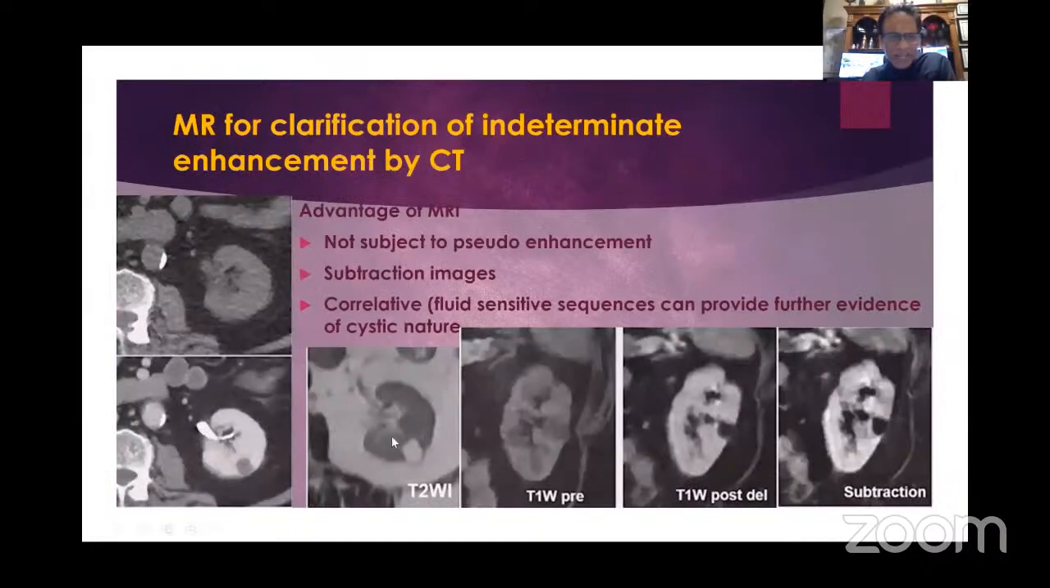In this patient, we went ahead and did MRI, and we can see that on T2-weighted images, it's a cystic lesion. There's some internal density on pre-contrast T1, but on post-contrast images as well as on subtraction, there is no enhancement. So this is a lesion containing mild hemorrhage. The advantage of MRI in such patients is we don't have to worry about pseudo-enhancement. We have subtraction images to subtract out the protein or hemorrhage within the lesion. And we have very sensitive fluid sequences, which can help us diagnose these cystic indeterminate lesions.